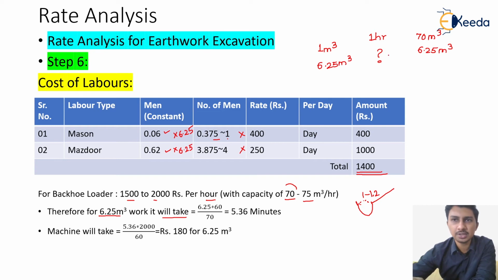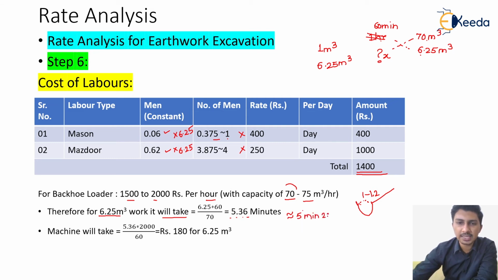That was the question. So I'll just cross multiply it, and let me call it x. So x will be equal to 1 into 6.25 divided by 70. This quantity will come in hours. I need this quantity in minutes, so I'm just putting 60 minutes instead of 1 hour. So now 60 into 6.25 divided by 70 is 5.36 minutes. That nearly comes out to be 5 minutes 22 seconds. So that work will be completed in this much duration only.